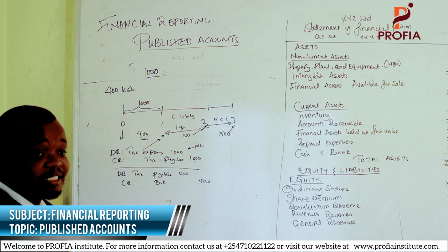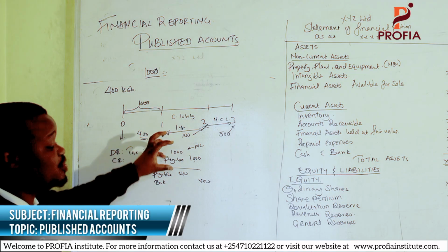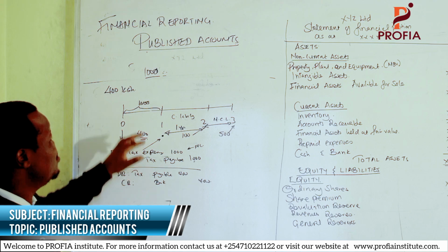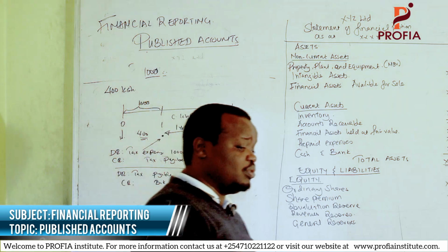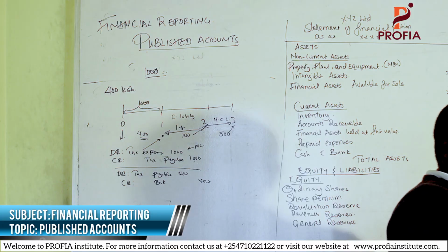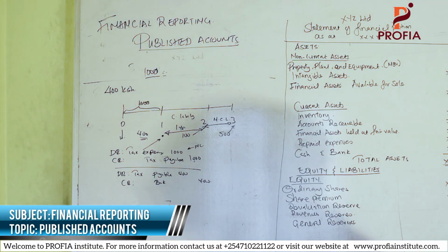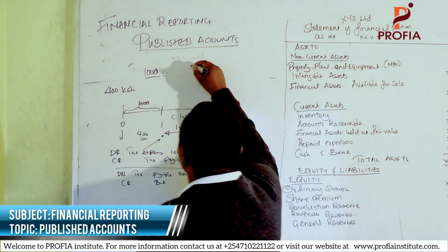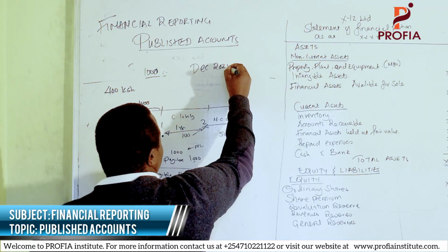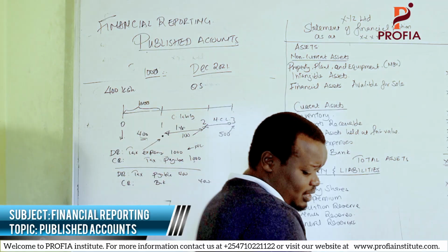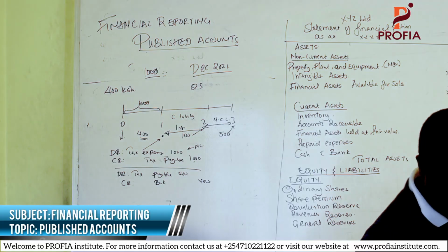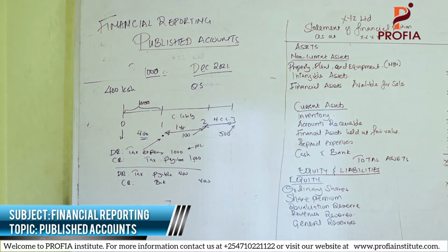Ina make sense. That is how tunajipata kwa hii situation ya deferred tax. Najua utajiuliza how do we come up with the 1,000? I think the question that we're going to do, I think iko na hiyo portion. Let's look at December 2021. I think question 5. December 2021. Question 5.